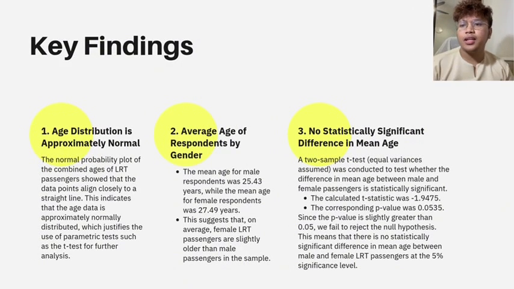So our first key finding, we found that the age distribution of LRT passengers is approximately normal. This was observed using a normal probability plot where the data points closely follow a straight line. Because of this, we were able to use parametric tests like the t-test for further statistical analysis. For the second, we compared the average age by gender. We found that male respondents had a mean age of 25.43 years, while female respondents had a mean age of 27.49 years. So on average, female passengers in our sample were slightly older than male passengers. And for the third, we tested whether this difference in age was statistically significant using a 2-sample t-test.